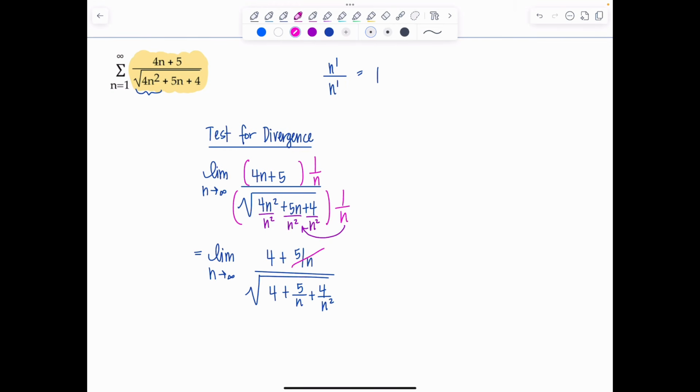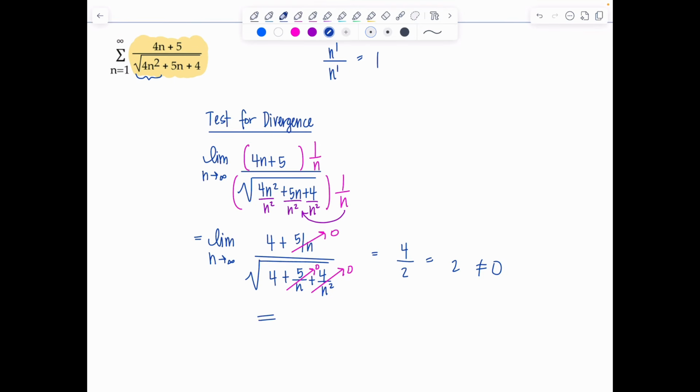So then now when we take the limit, 5 over n goes to 0. So does 4 over n squared. And I'm left with 4 over square root of 4, and this gives me 2. What do I care about 2? That it's not 0. So then that tells me that the sum, n equals 1 to infinity, of 4n plus 5 over square root 4n squared plus 5n plus 4 diverges by the test for divergence.